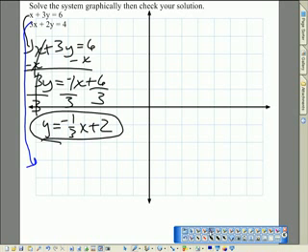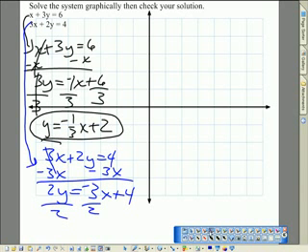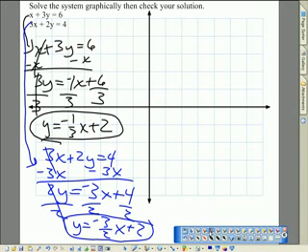I get 3x plus 2y equals 4. Subtract 3x from both sides. Have you noticed I'm always moving x over first when I'm not in slope-intercept form? Okay. 2y equals negative 3x plus 4. Divide by 2. y equals negative 3/2 x plus 2. Okay, now I can graph these two.